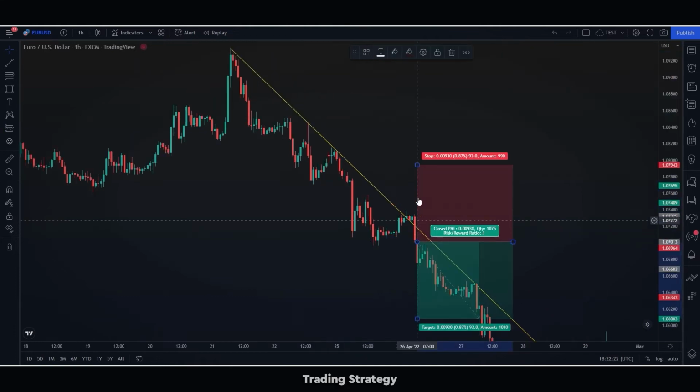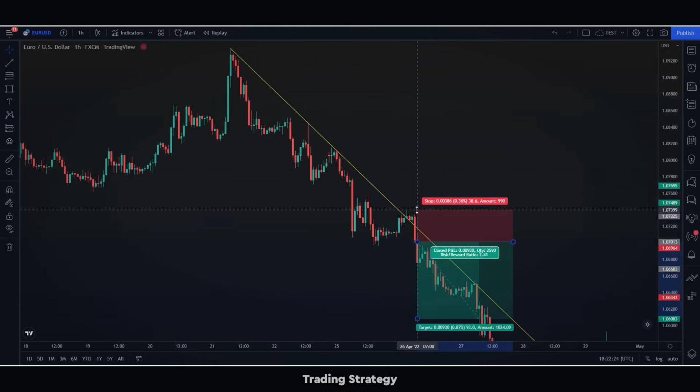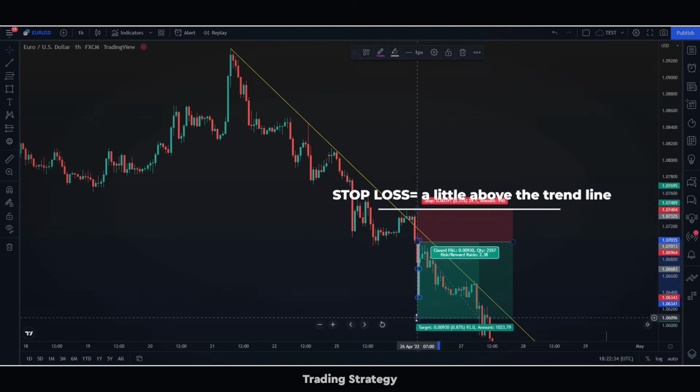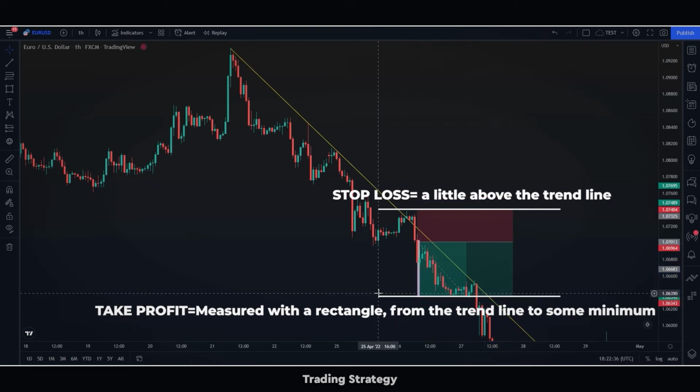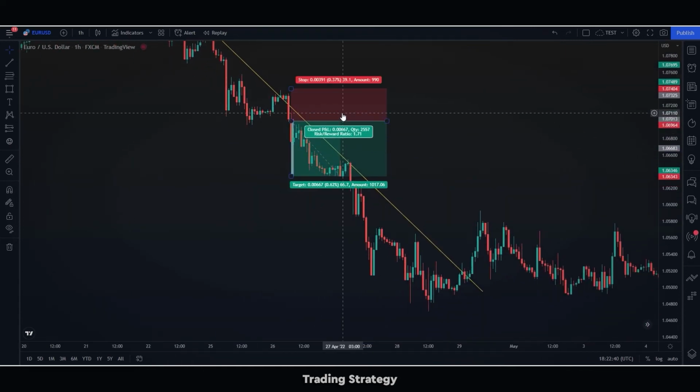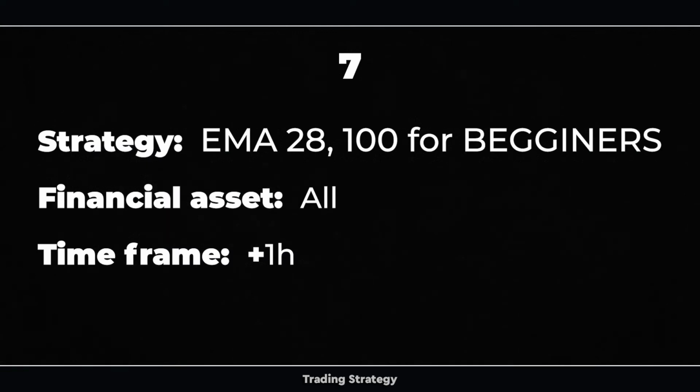We will put our stop loss a little above this line, and to put our take profit, we will measure with a rectangle the distance from one of the lows to the line. Then we will place that rectangle in the place where we carry out the sell operation, and that will be our take profit. If we are a bit more conservative, we can put our take profit in the middle of that rectangle.